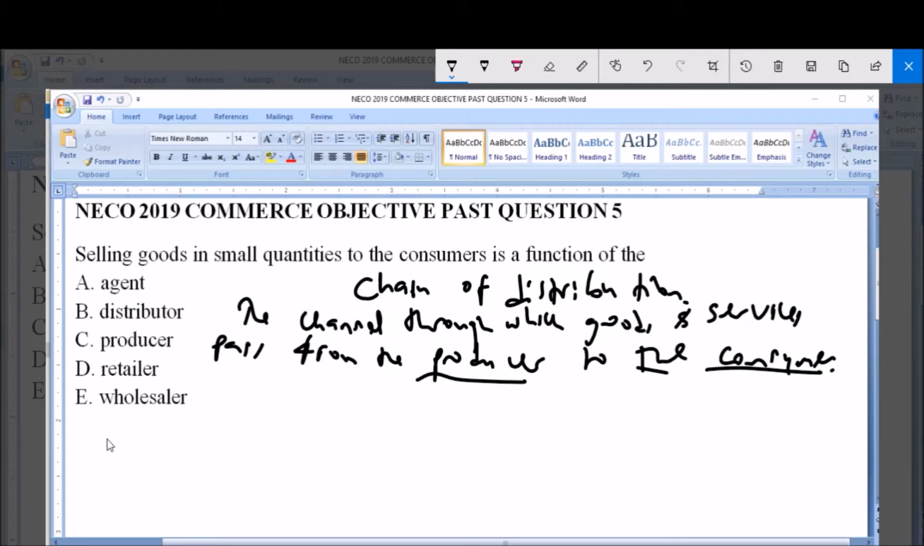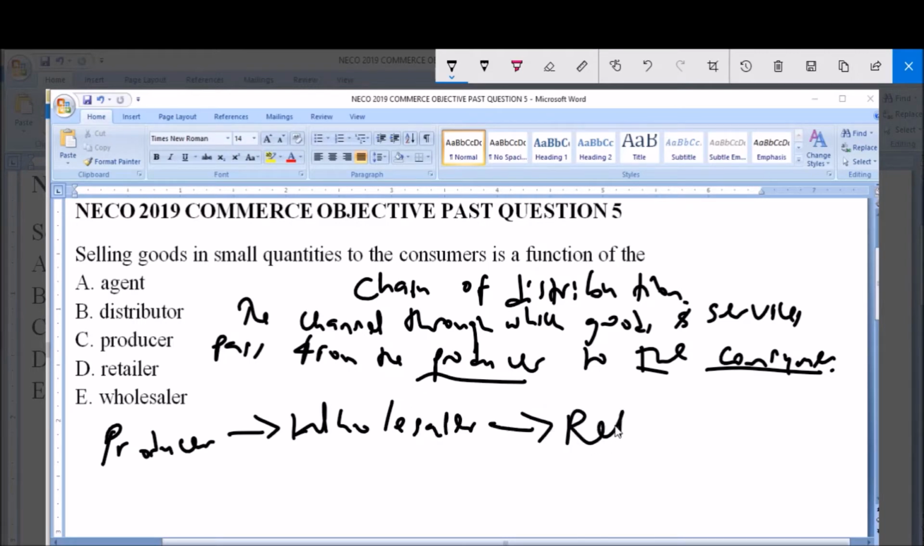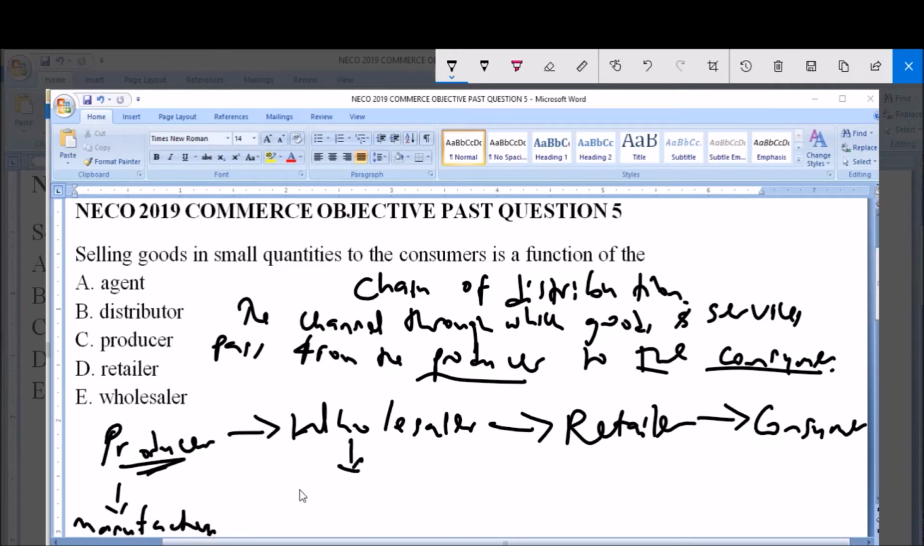And the chain of distribution is made up of the producer, the wholesaler, then the retailer, and then the consumer. Now, the producer, of course, manufactures the goods. The wholesaler buys from the producer and sells in smaller units to the retailer.